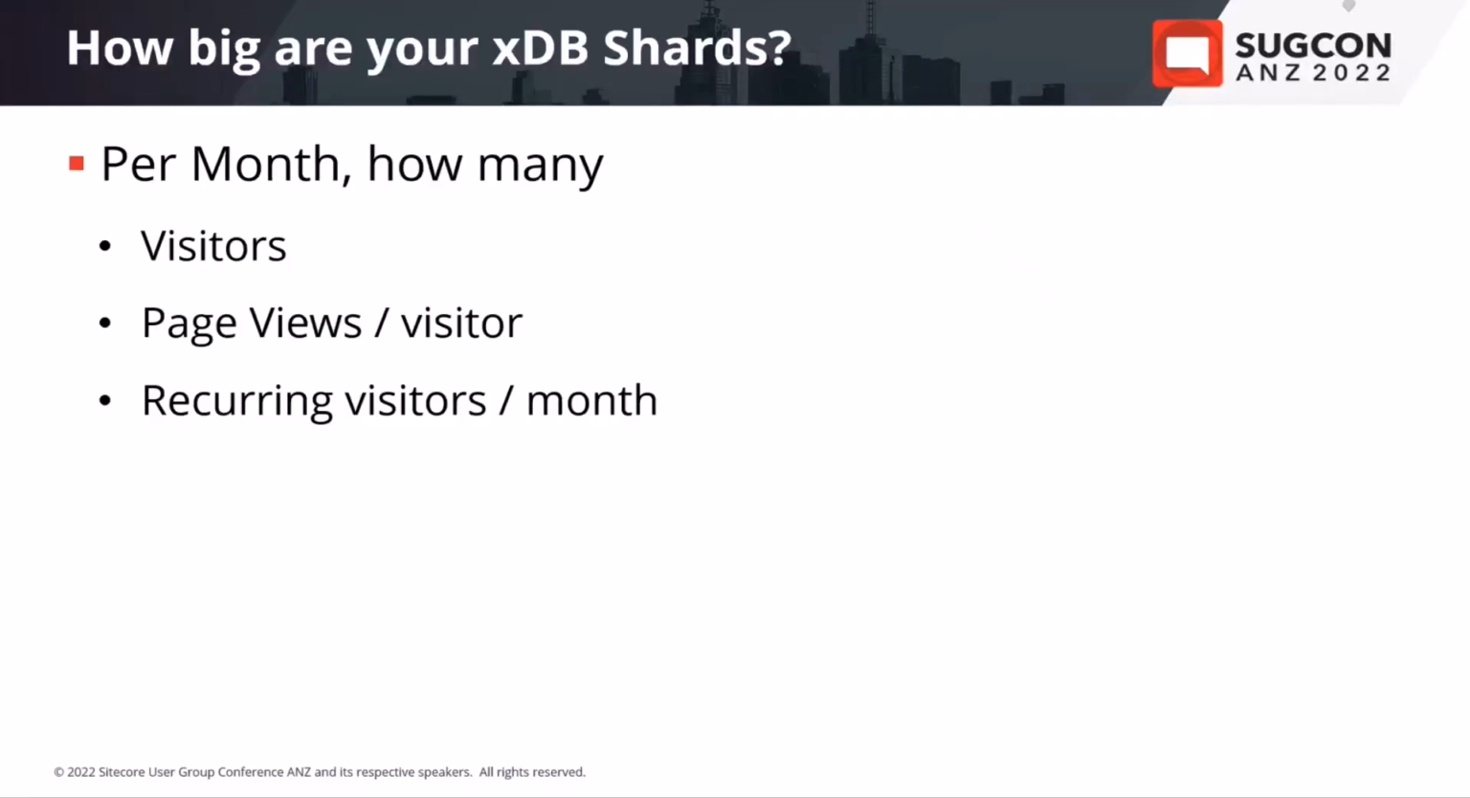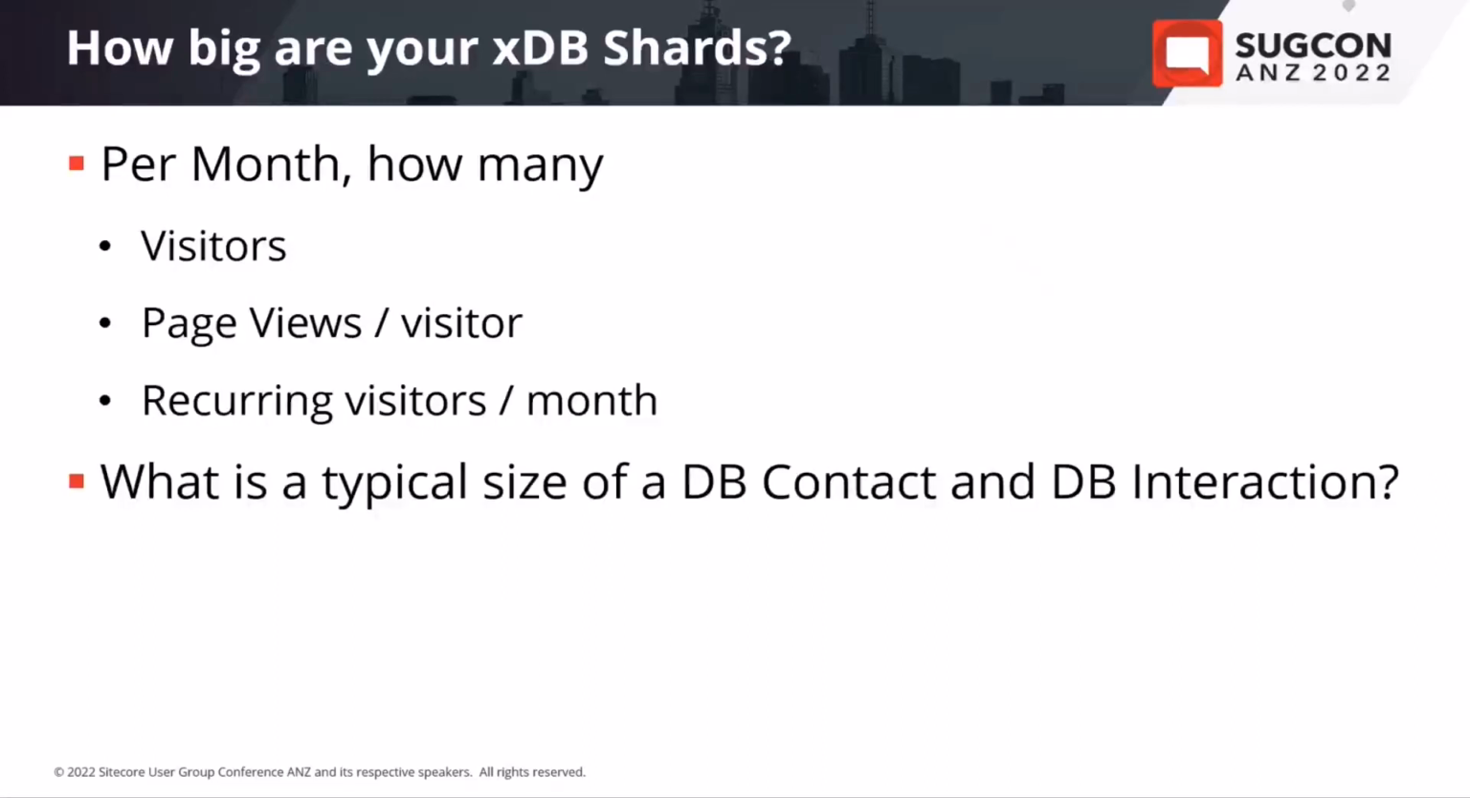So you start to do the calculations of, like, per month, how many visitors do you have? How many page views do you have on average per visitor? Multiply that by the amount of times you have recurring visitors per month. You start to then get an idea of what the size of your shards will be by figuring out the typical size of an Xdb contact and an interaction in the database. Yes, you'll have ones that are bigger, you'll have ones that are smaller. On average, we should be able to calculate how big this will be.